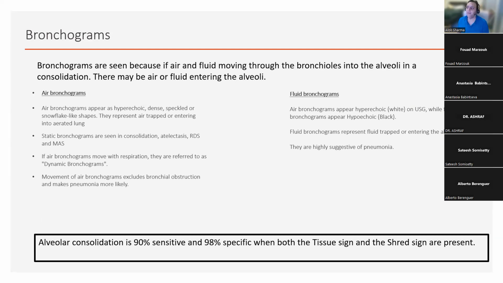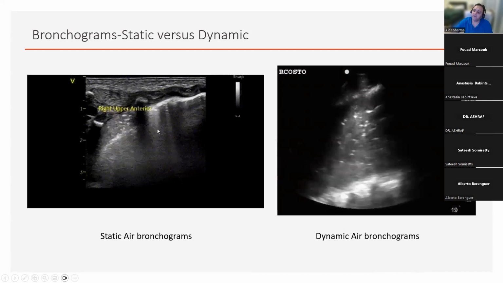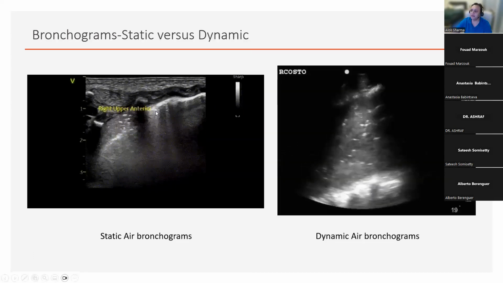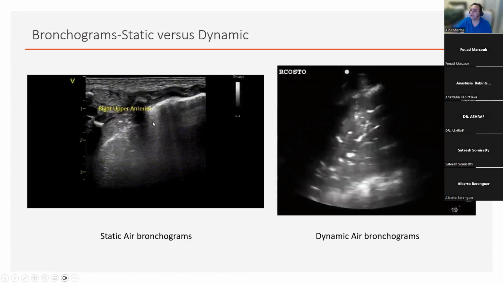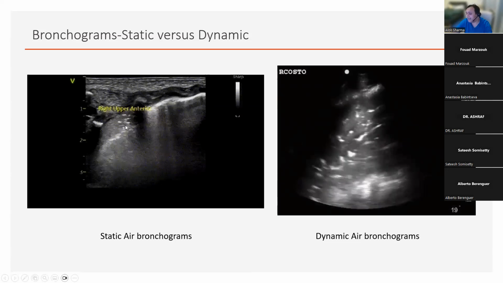Bronchograms are important. There are two kinds. Don't worry, we will cover them again. There are air and fluid bronchograms, and the presence of bronchograms that move in and out of the lung, dynamic bronchograms, along with shred sign in a tissue-like area, usually indicates that you might have a pneumonic consolidation. A very good example is, this is static air bronchograms. What are they? They reflect areas of air that are trapped within tissue. If we look at this, right upper lobe, no pleura. Air is not entering this entire lobe because the tube is down the right main bronchus, but there are small areas of air that are still trapped within.